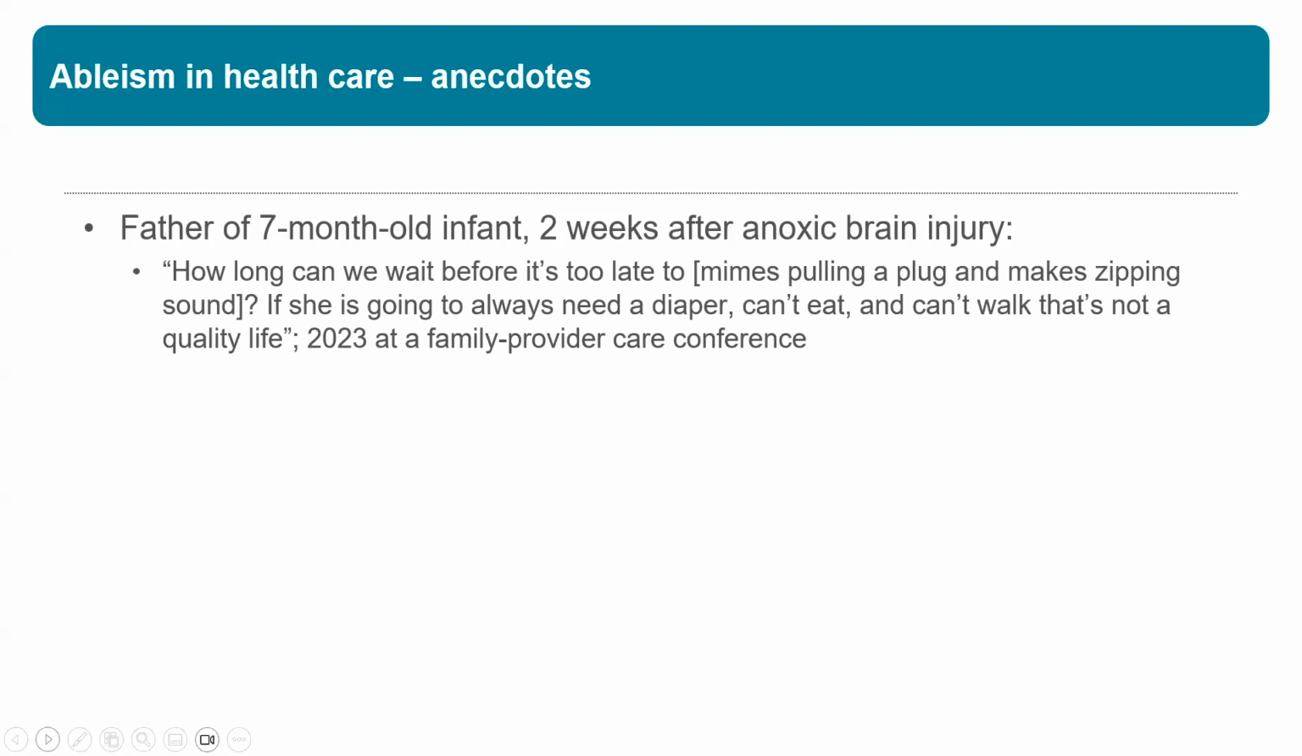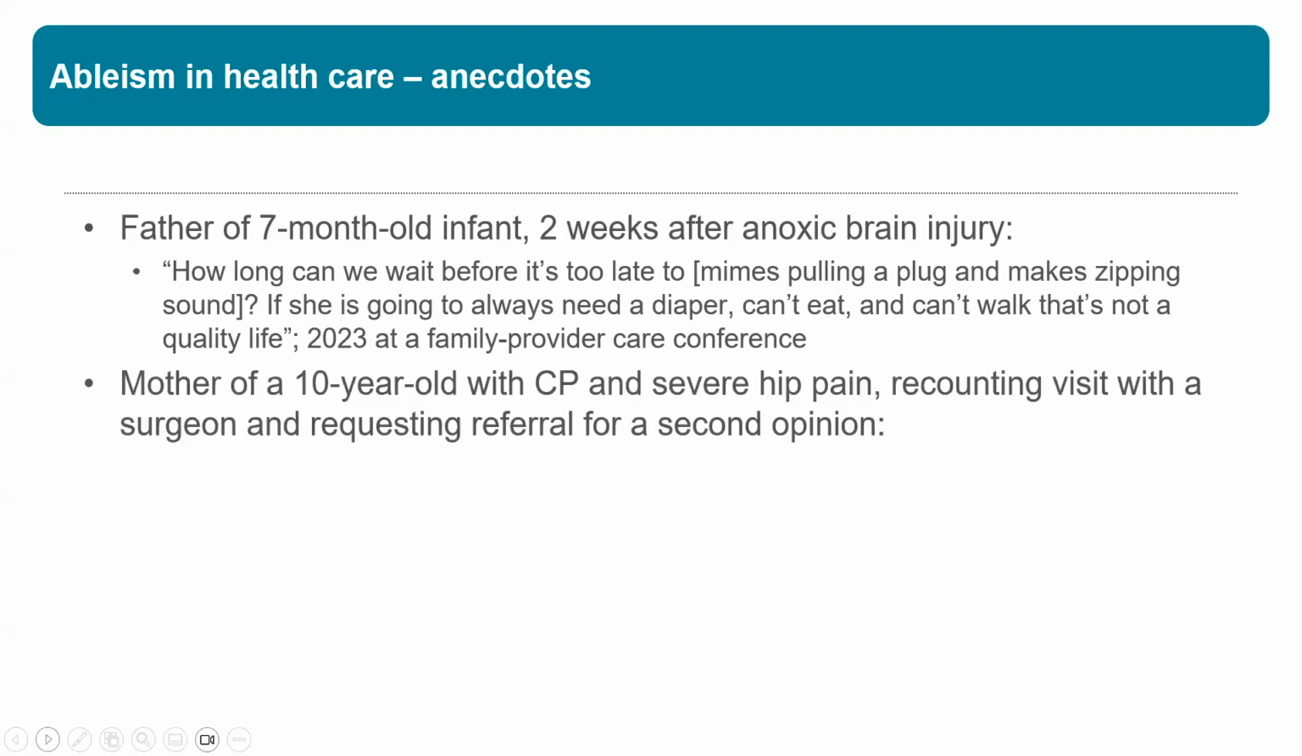He said, "How long can we wait before it's too late to..." He kind of mimed pulling a plug and made a zipping sound. "If she's going to always need a diaper, can't eat, and can't walk, that's not a quality life."